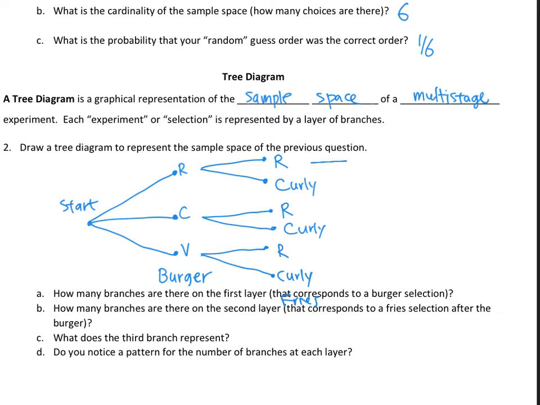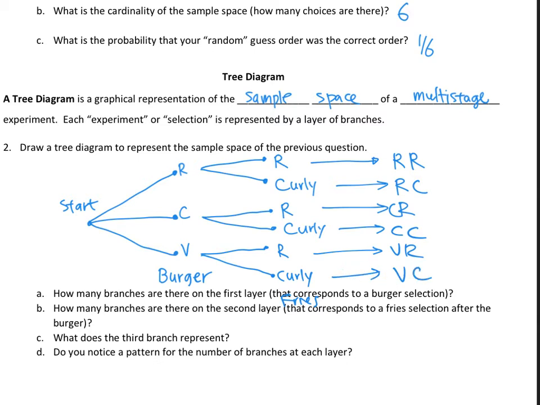So the very first branch represents regular burger and regular fries. The second branch represents regular burger and curly fries here, and so on and so forth. CR, and then CC, VR, and then VC. So it's basically the sample space we wrote before, but now it's represented by a picture here. So this is my tree diagram.